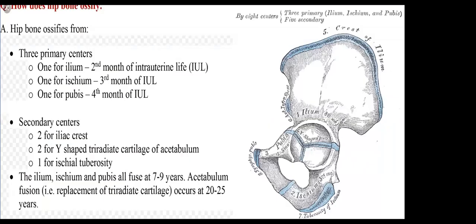Now we have the ossification centers of the innominate bone. We have three primary centers: one for the ilium, which appears at the second month of intrauterine life, one for the ischium at the third month, and one for the pubis at the fourth month. And we have the secondary centers: two for the iliac crest, two for the Y-shaped triradiate cartilage of the acetabulum, and one for the ischial tuberosity. The ilium, ischium, and pubis all fuse at 7 to 9 years. Acetabulum fusion, which means the replacement of the triradiate cartilage, occurs at 20 to 25 years.